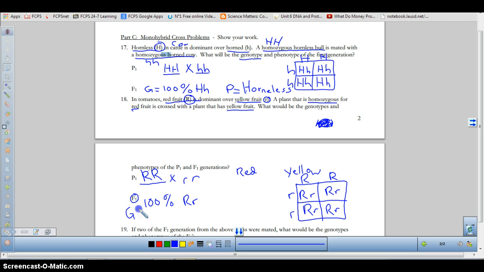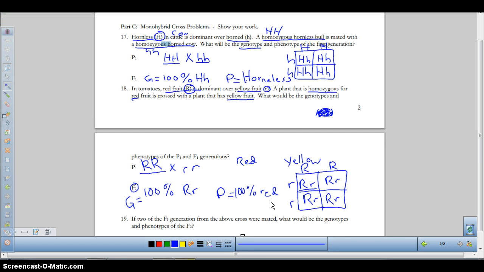Again, I'll put G for genotype. The phenotypes of the offspring. What does phenotype mean? Phenotype means what it looks like. Okay, what color of fruit is this one going to have? Well, it's heterozygous. What's the dominant trait? Red. So it's going to have red fruit. Heterozygous, heterozygous, heterozygous. They're all going to be 100% red.